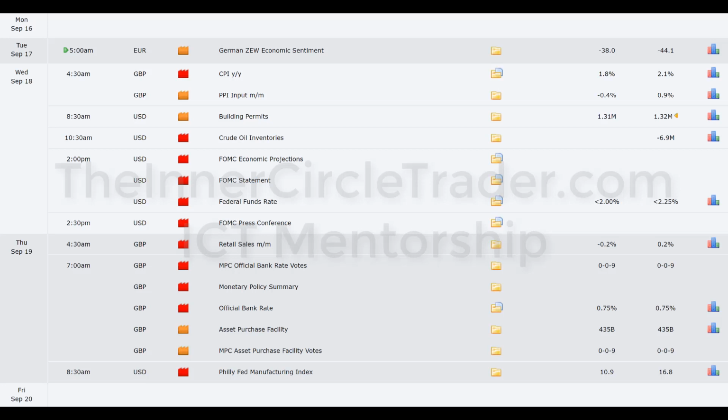And on Thursday's New York Open, we have the official bank rate votes, monetary policy statement, and official bank rate for GBP, medium impact asset purchase facility, and asset purchase facility votes. And 8:30 a.m., high impact Philly Fed manufacturing index for the dollar. And much like Monday, for Friday we have an absence of any real news drivers as well. So that's our economic calendar going forward. Be mindful that Wednesday and Thursday are the biggest heavy hitters, dollar and cable respectively.